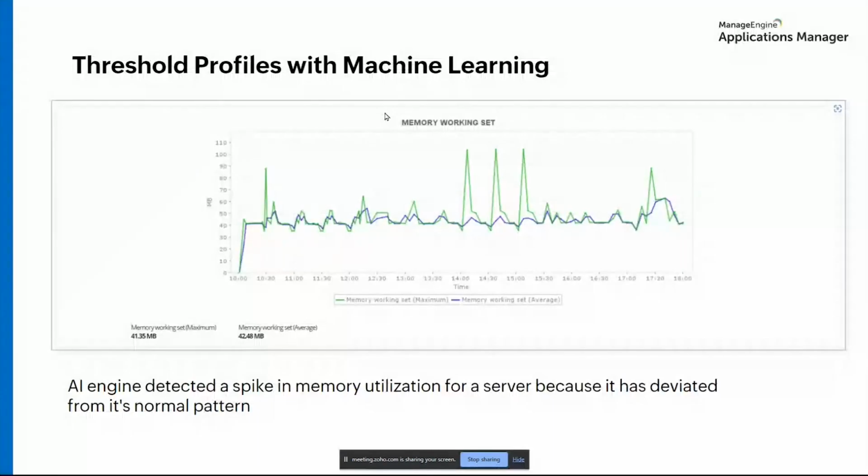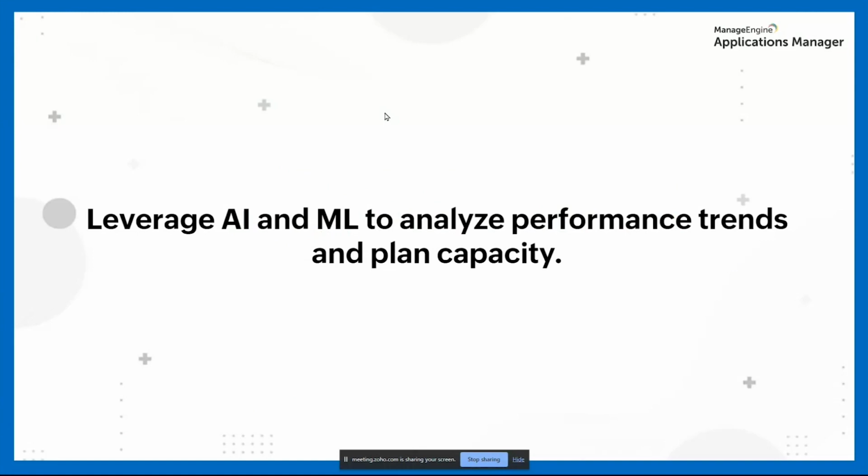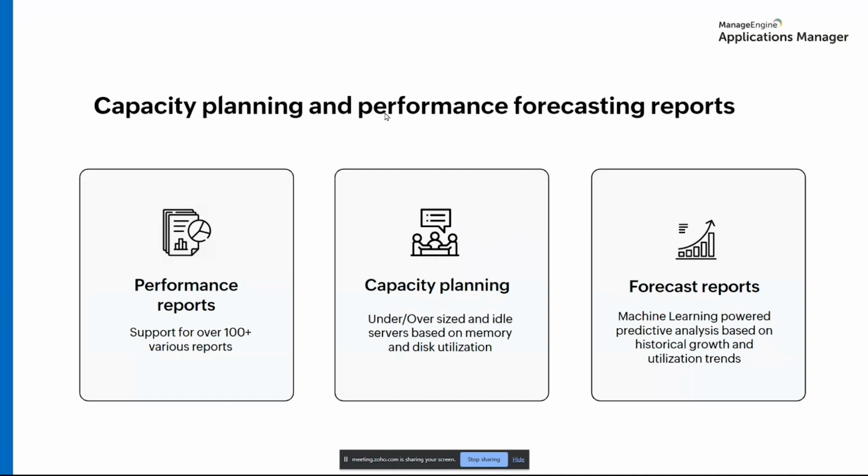Now let's switch to the presentation and proceed with the fourth topic of the day, which is leveraging AI and ML to analyze performance trends and plan capacity. So Applications Manager supports over 100 performance reports. And apart from that, we also support capacity planning reports that help you understand the utilization trends of your resources and will help you plan capacity. We also provide ML-based forecast reports that will help you predict the growth and utilization trends of a particular attribute.